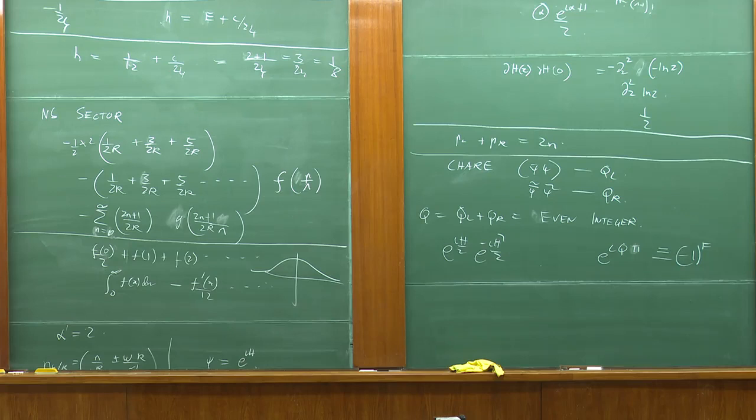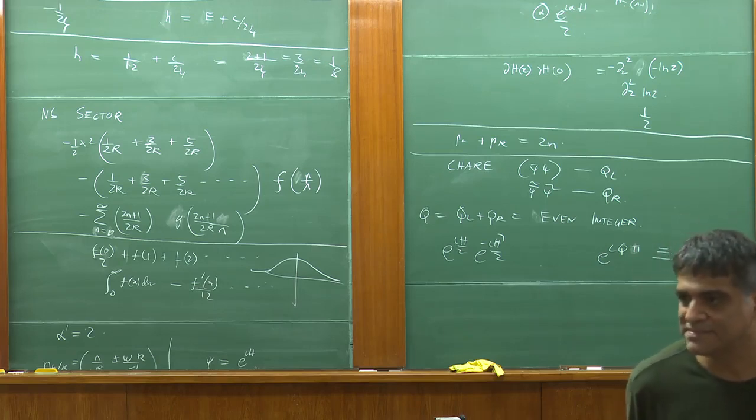We should only be looking at those states that obey e to the power iqπ equal to 1, or (-1)^F equal to 1. Notice that q is the sum of a left-moving and right-moving charge. So sometimes people write e to the power iq_Lπ as (-1)^{F_L}, and e to the power iq_Rπ as (-1)^{F_R}. And then this equation is sometimes called (-1)^{F_L + F_R} equal to 1. Okay?